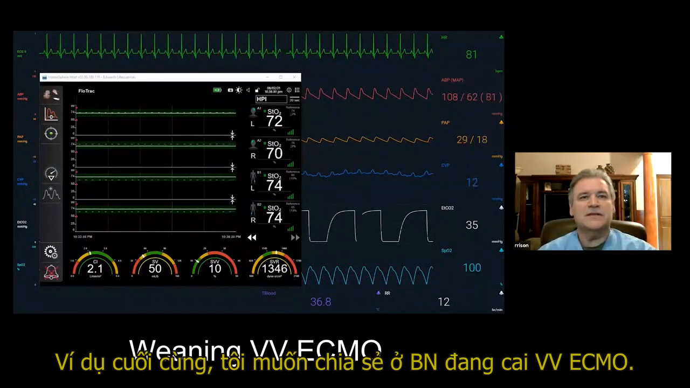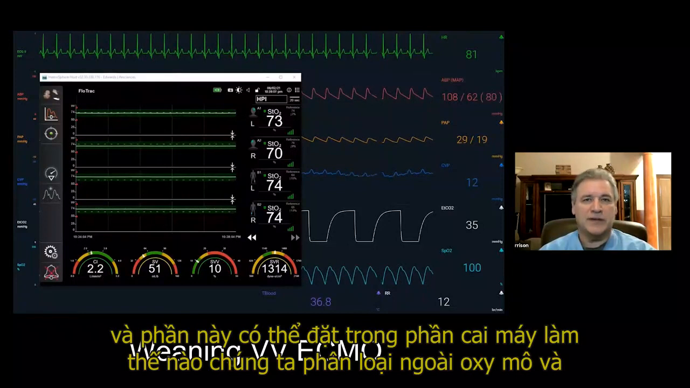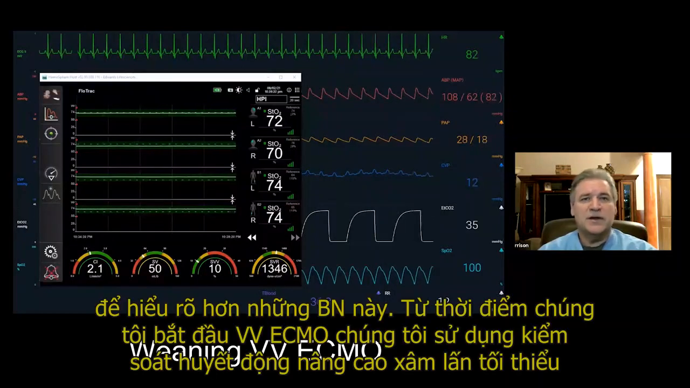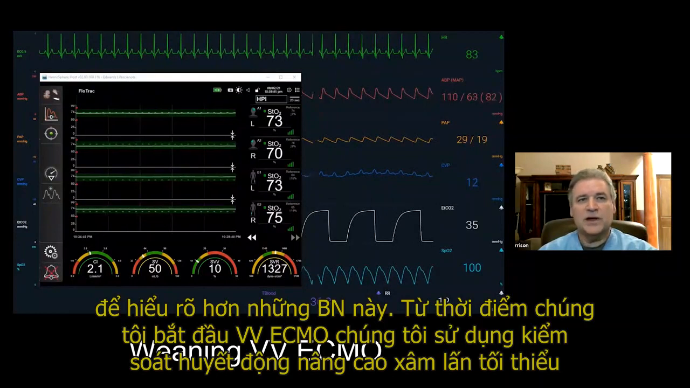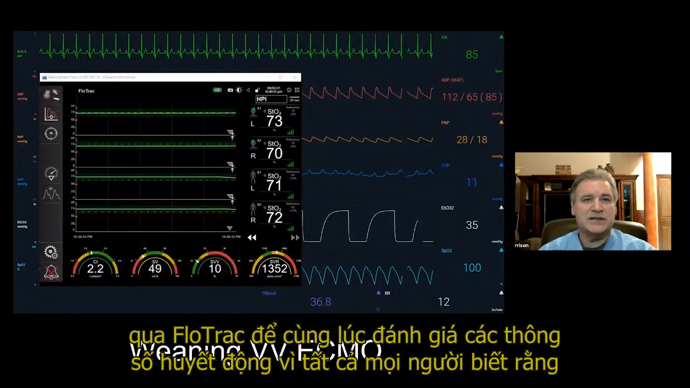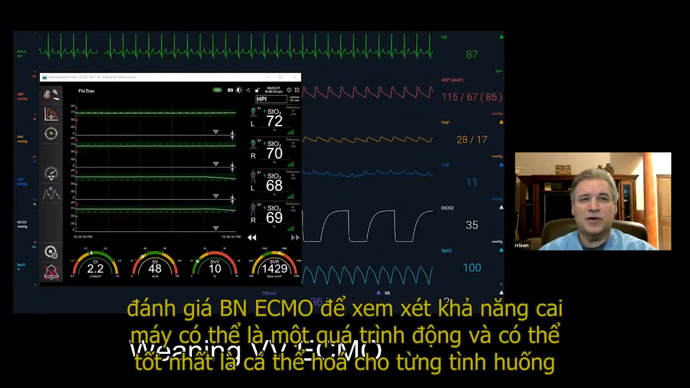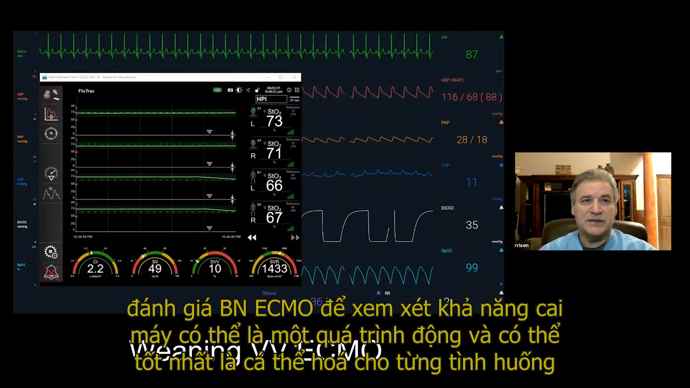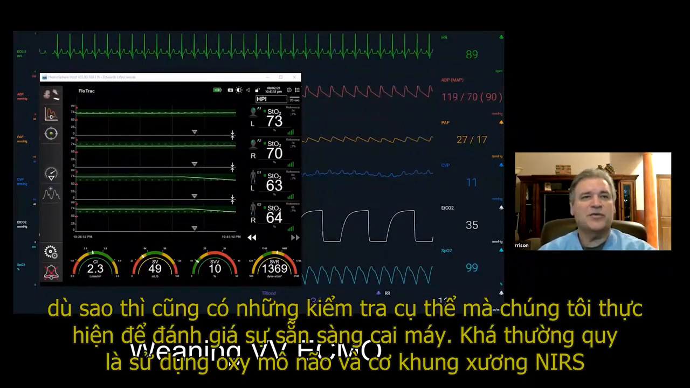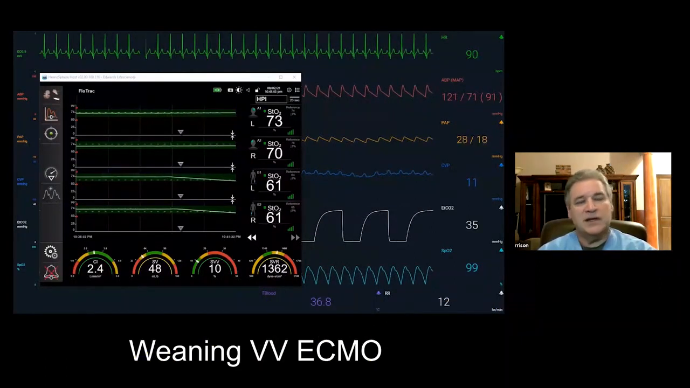I'd like to share with you is of weaning a VV ECMO patient. And this segment can be put into the weaning, how we do it category. In addition to tissue oximetry, and for a comprehensive understanding of these patients, from the time we initiate VV ECMO, we utilize advanced minimally invasive hemodynamic monitoring via FlowTrack to also simultaneously assess hemodynamic parameters. Because, as the people in this audience are fully aware, assessing ECMO patients for their ability to be weaned can be somewhat of a dynamic process and may be best individualized to each situation. Nonetheless, there are specific tests that we perform quite regularly to assess readiness to wean that utilize both cerebral and skeletal muscle tissue NIRS.